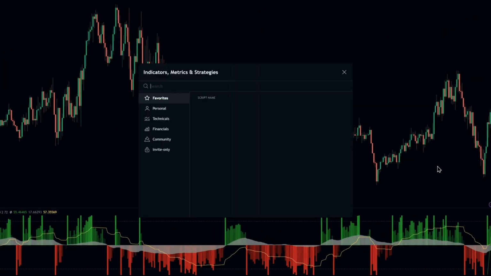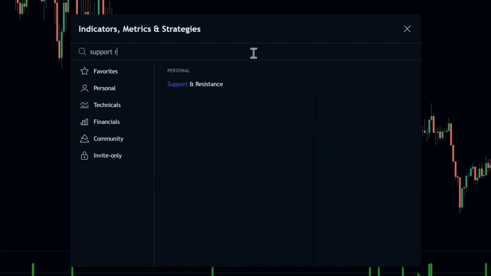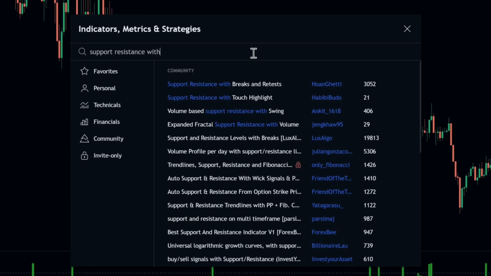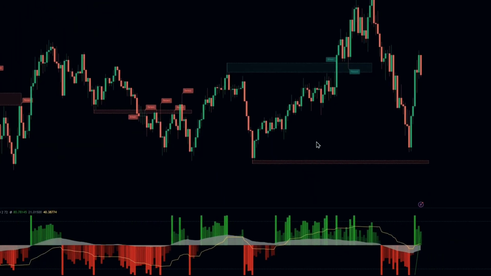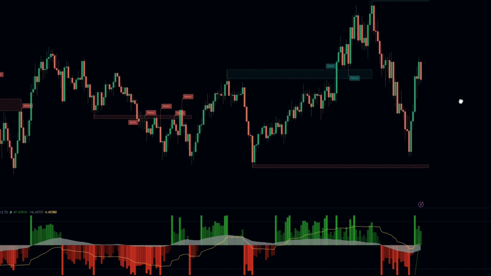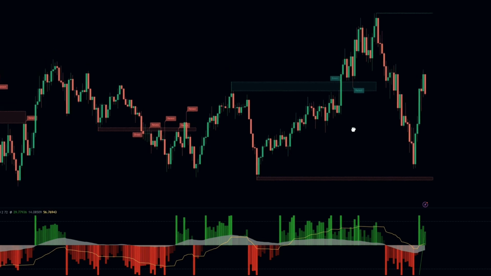We'll use an indicator called Support and Resistance with Breaks and Retests by this amazing author. This indicator creates support and resistance levels on the chart. The red level represents support and the green level represents resistance. It also labels breaks above resistance and below support levels. More importantly, it monitors retests of these levels, which is key to our strategy.